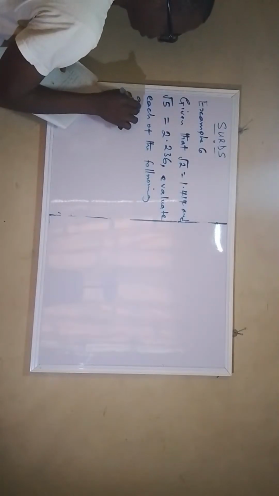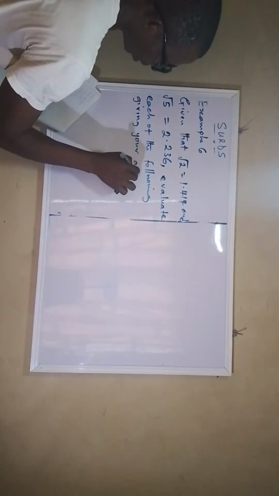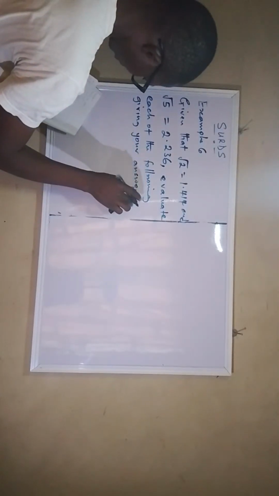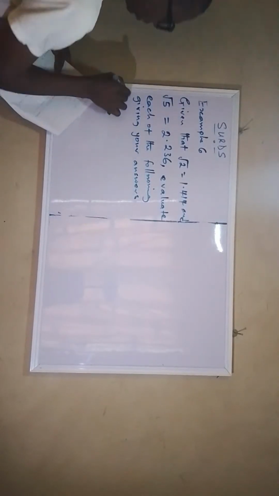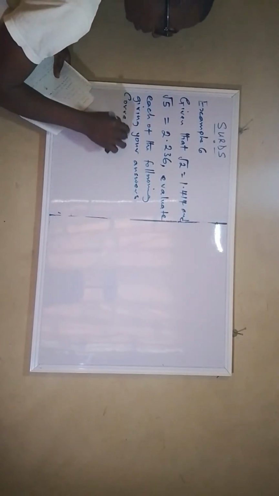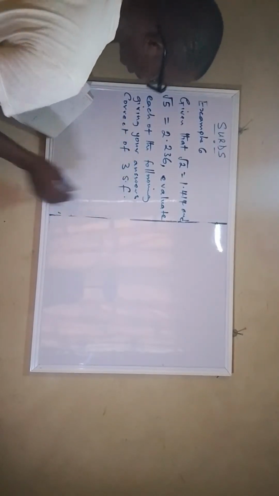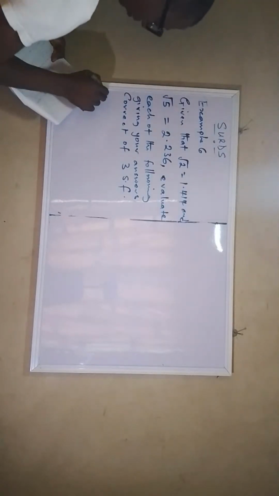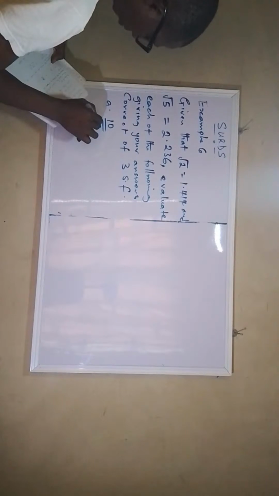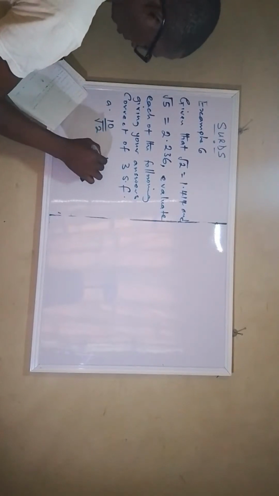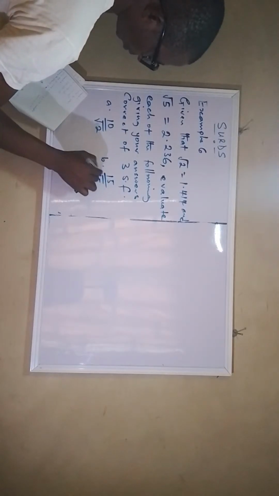Giving your answers correct to 3SF, 3 significant figures. So we have A, 10 divided by square root of 2, and B, 15 over square root of 5.